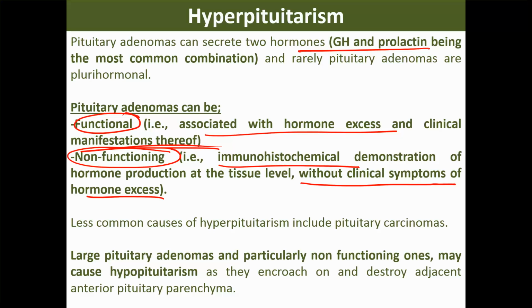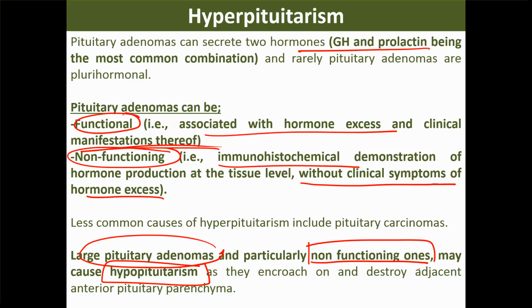So with a larger pituitary adenoma that is non-functional, they end up with hypopituitarism because they destroy the adjacent normal pituitary gland, and the whole pituitary will become full of adenoma. That adenoma is not going to produce hormone because it is non-functional. If it is non-functional, it will end up with severe hypopituitarism.